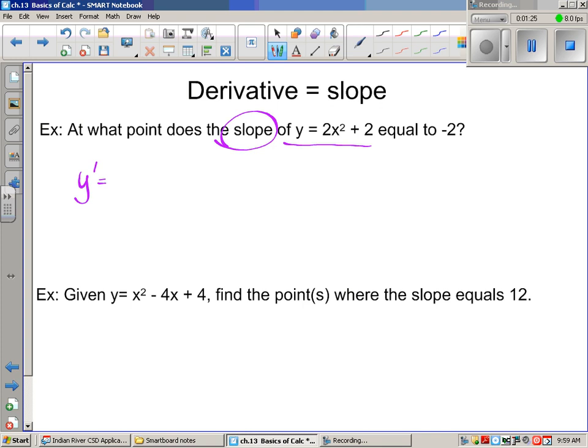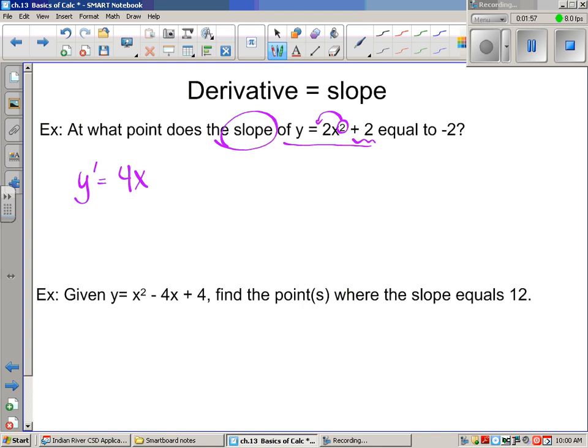So to do the derivative, what would I do first? Great. We're going to drop that 2 down in front. So it's 2 times 2, which is 4x. We take away 1 from that power, so it's 4x. And what happens to the 2? Good. It goes away. So my derivative equation is 4x. I want to know, when will this equal negative 2? So any guesses as to what you think I might do?